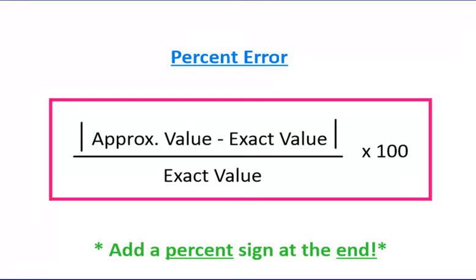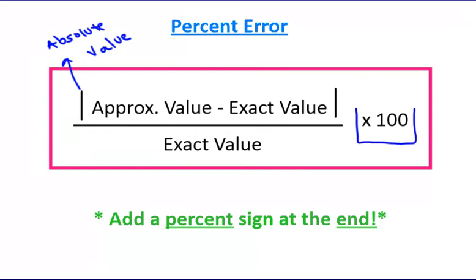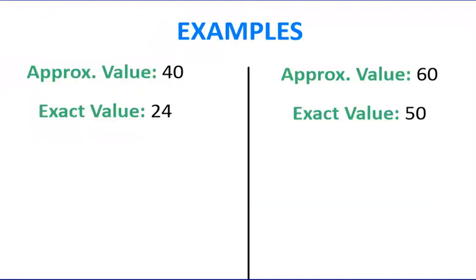This formula looks a lot like the formula for percent change. In this formula, we have, again, these absolute value bars. And remember that absolute value is the distance away from 0. So we're going to start off with our approximate value minus our exact value divided by the exact value times 100. And remember that this times 100 right here is how you make this number a percent. So you want to make sure that you add a percent sign on to the end of this.